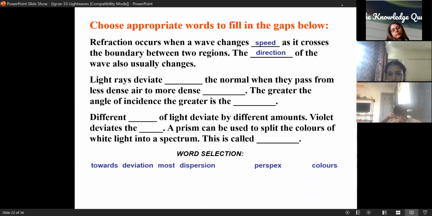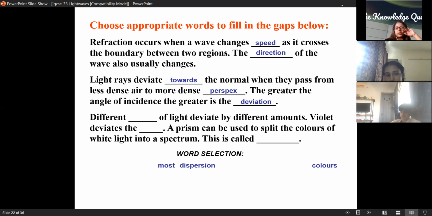Light rays deviate towards the normal when they pass from less dense air to more dense Perspex, which is a material. In this case, they've taken the material. Okay, next one, Shamik. The greater the angle of incidence, the greater is the deviation.